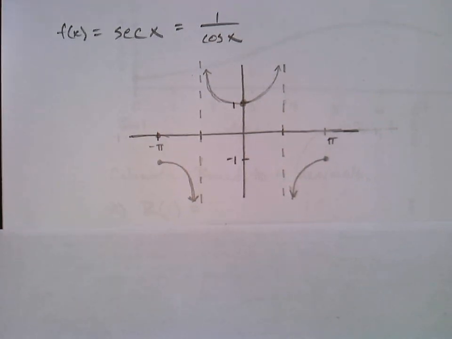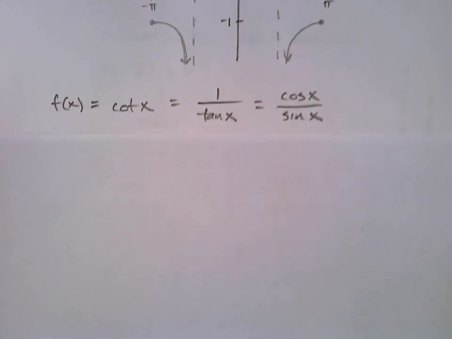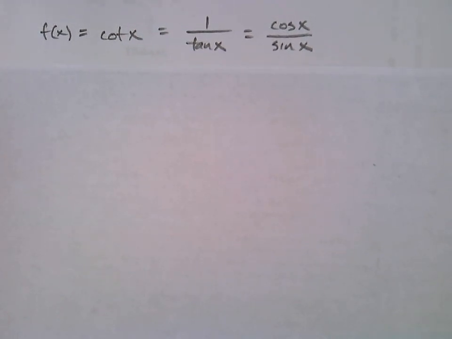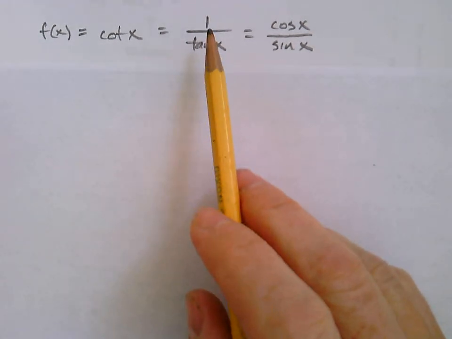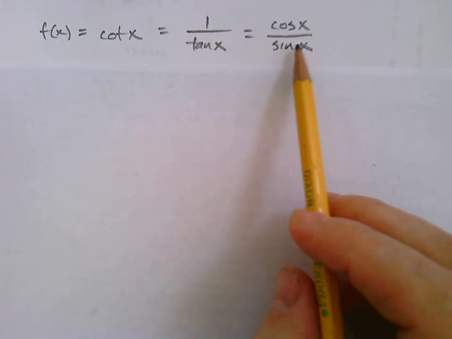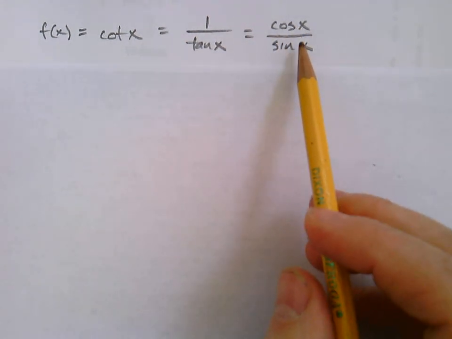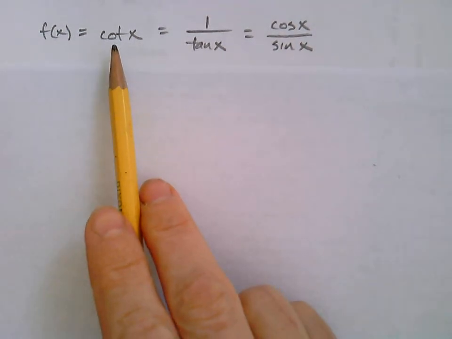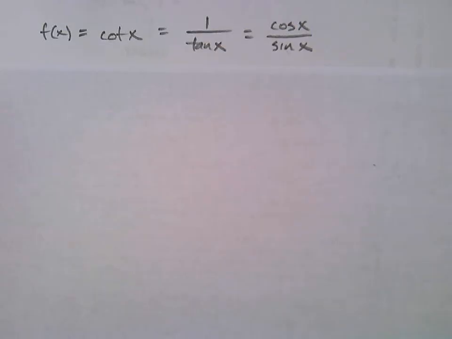Okay, finally, the graph of cotangent x, which we might think of as 1 over the tangent of x, or the reciprocal of tangent x. We could flip this thing and make it cosine of x over sine of x. It's not uncommon to think of cotangent x as cosine of x over sine x if you take a trig class.